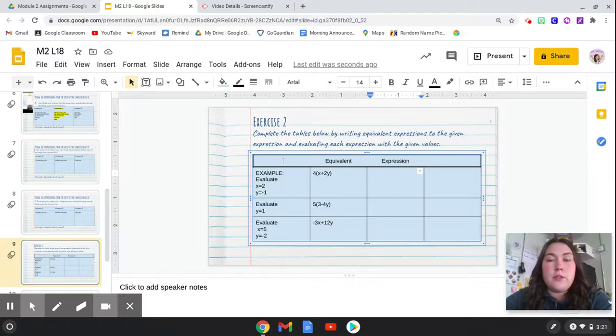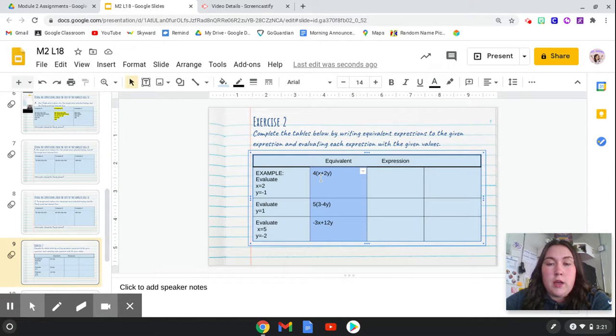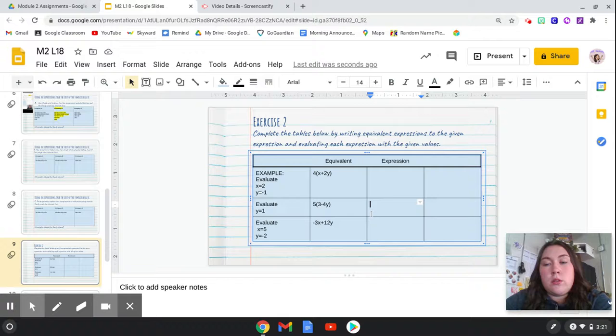Alright, last one. So exercise 2, you guys. This time we're given a table. We have 3 different equations. I'm going to do the first one for you, and then you'll do the second two. So we have this equation here that we're first going to need to come up with 2 equivalent expressions.